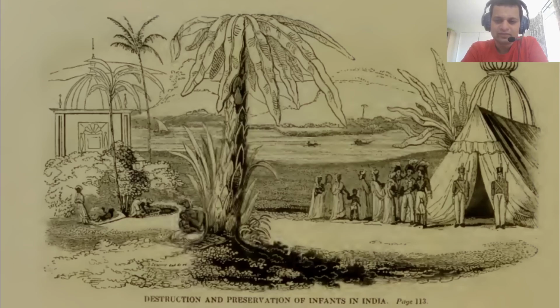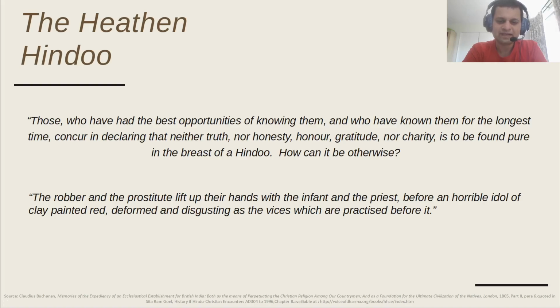Some of these are taken from a book by Claudius Buchanan. He stayed in India for a long time, 20-30 years, and all he could describe of India, or Hindus, was that they were a kind of devil race who worshipped phalluses and were debauched, etc. So I've given the source at the bottom, and it's from his book Memoir of the Expediency of an Ecclesiastical Establishment for British India. Okay, so means of converting everyone.